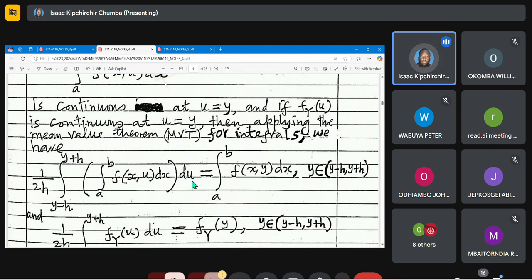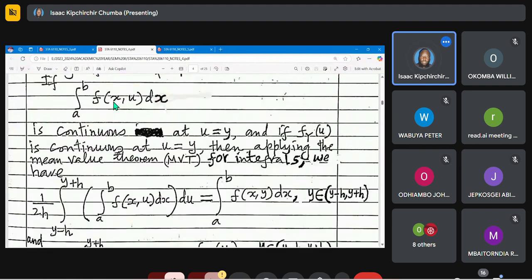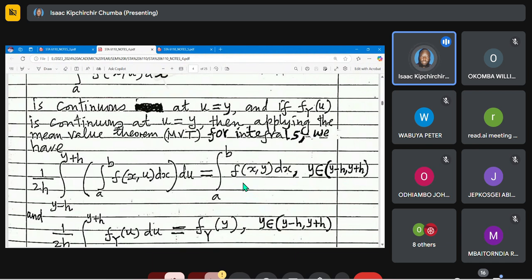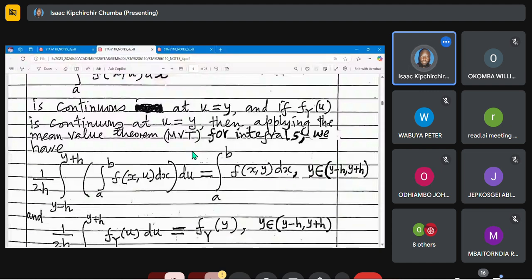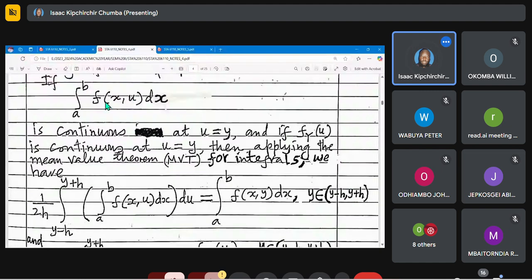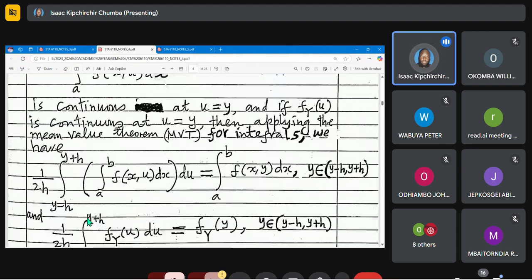So the whole idea is we are saying integrate the function. This is the function over the interval, and y is in that interval, and the result will be equal to the value of the function at that point, which is in the interval. The point in the interval is y. So you are saying we evaluate this function at y. So you can actually see wherever there is u now, we have y. So we have used the mean value theorem for integrals here.